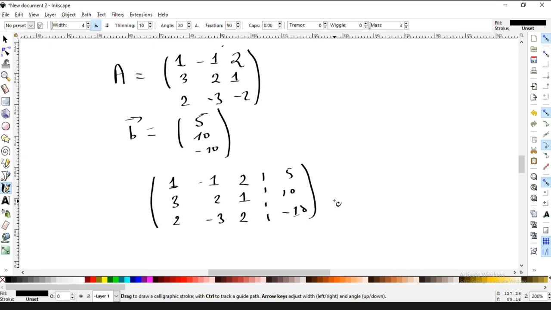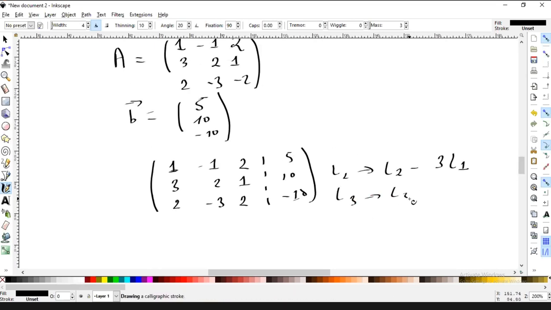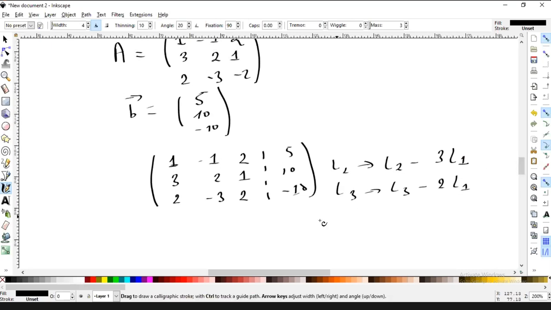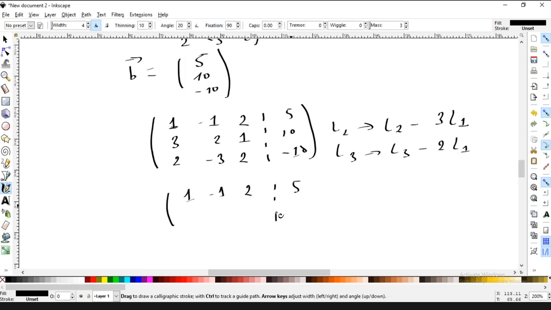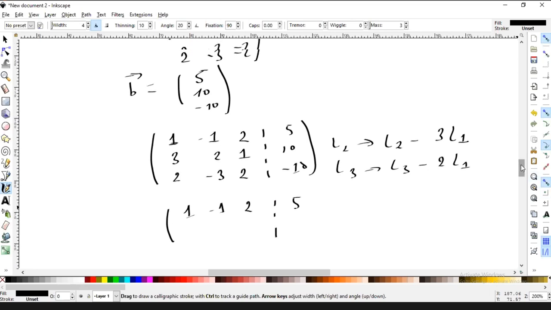What we do now are the same steps as the Gaussian elimination. So we do L2 minus 3L1, the same thing that we had before. And L3 is equal to L3 minus 2L1. All right, and now what we get is the following: 2, 5. All right, so here you get 0.